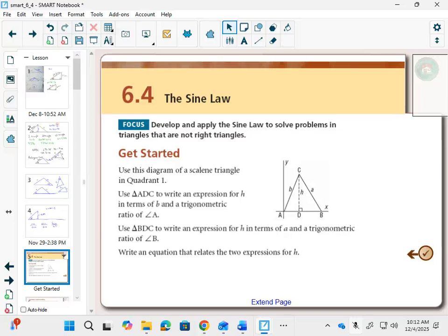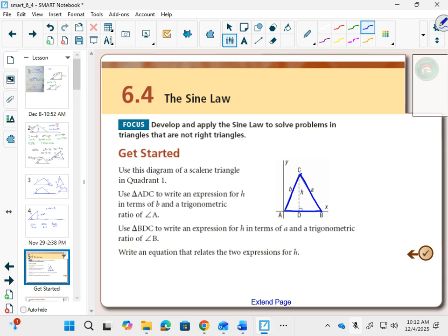If you have a triangle, and I'm going to color code this one here, A, B, C, is a triangle without a right angle. If you have a triangle without a right angle, you cannot use SOHCAHTOA. Sine is opposite over hypotenuse, cos is adjacent over hypotenuse, tan is opposite over adjacent. Because that only works with right angle triangles.